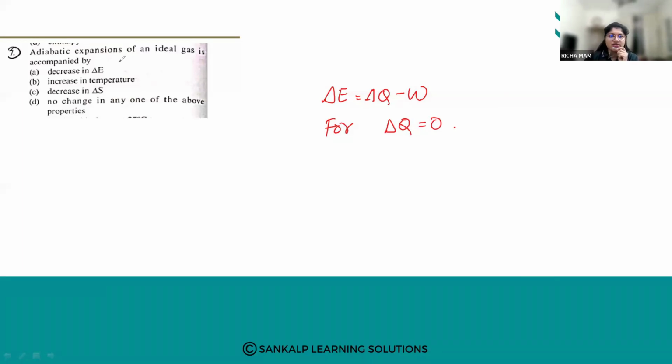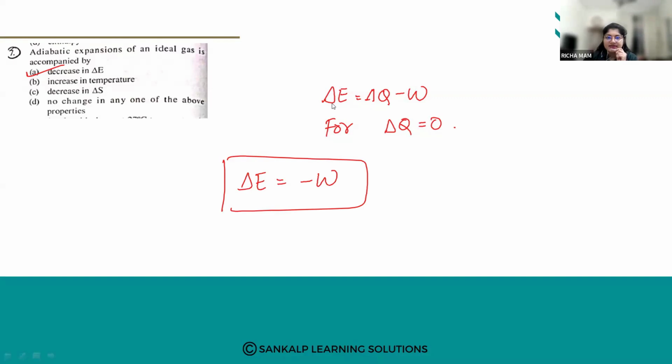So what it shows is a decrease in delta E. So delta E is equal to minus W. The negative sign indicates that there is a decrease in delta E, the internal energy, which is equal to the work done by the system on the surrounding. So option number A is the answer.